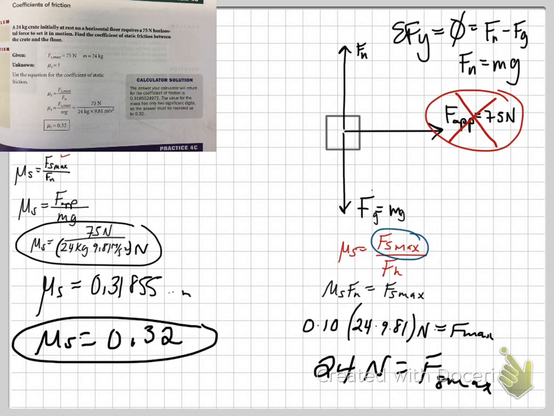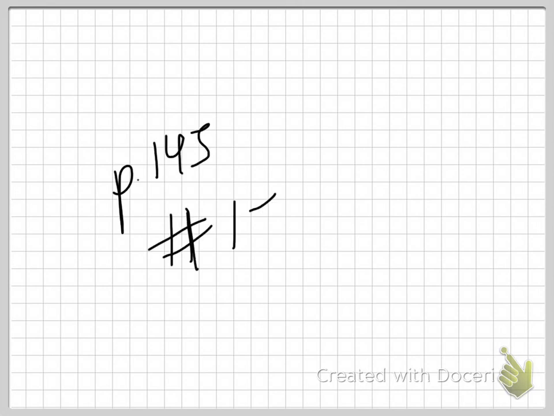So 4C on page 145, all of those are assigned. Page 145, numbers 1 through 3, and I'll have the worksheet with key for you tomorrow. Questions?